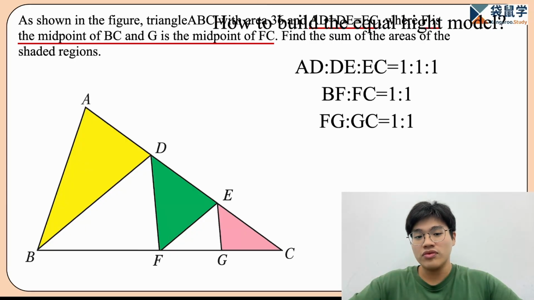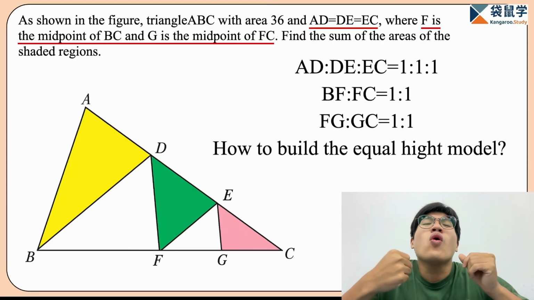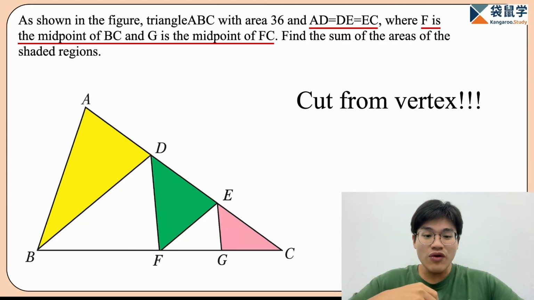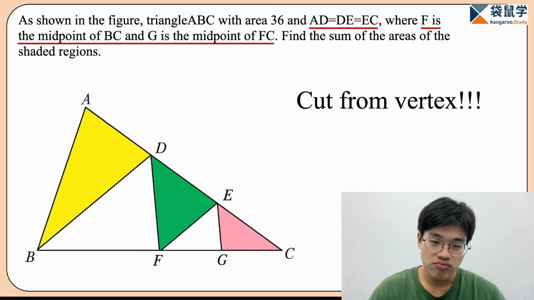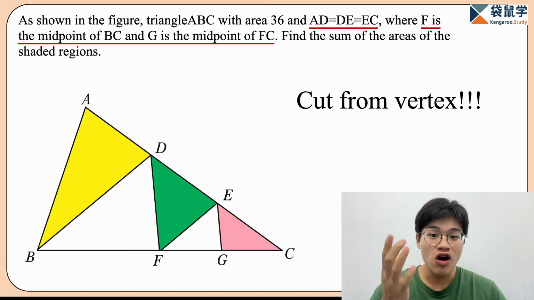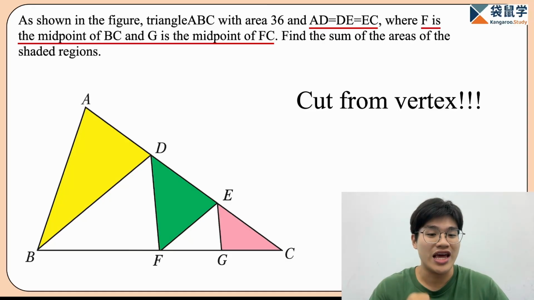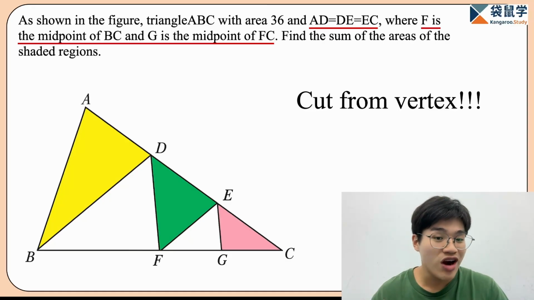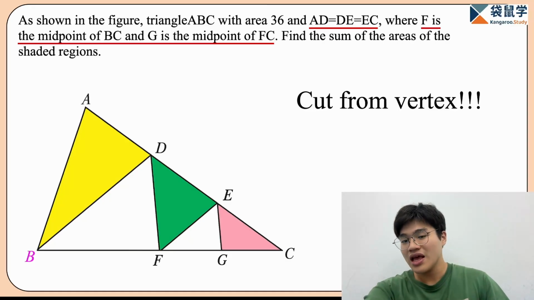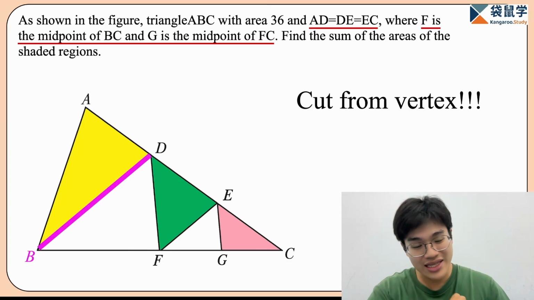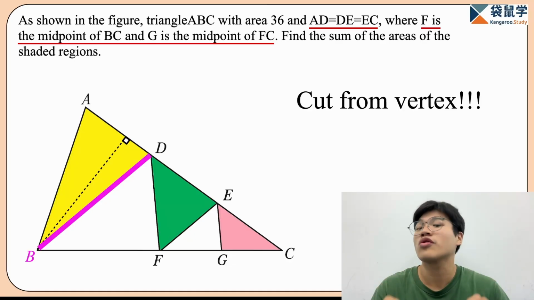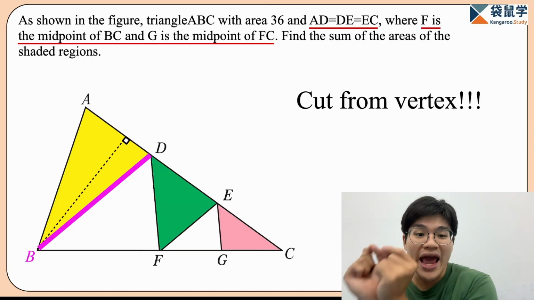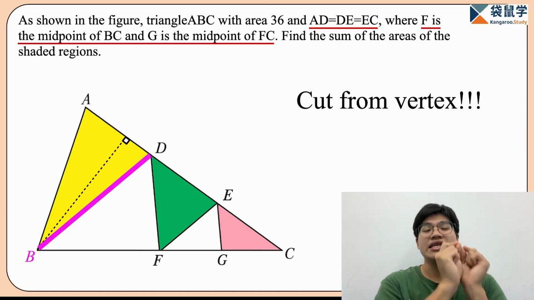Here's the problem. How to build the equal height model? We know that we have to cut from a vertex. Which vertex should we cut from? At this time, we know the area of the triangle ABC, so we should cut from the vertex B here. After cutting it like this, we draw the height. And we also know the ratio between the AD, DE, and EC.